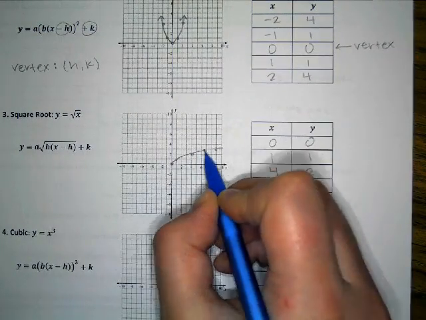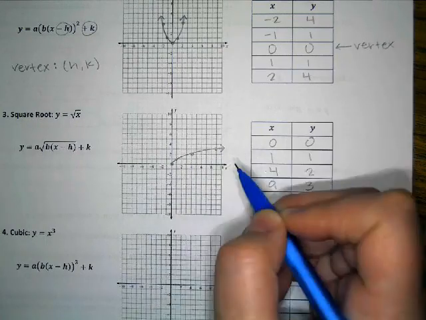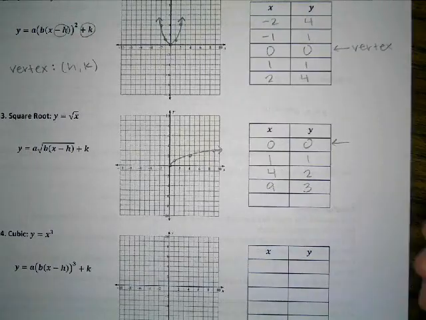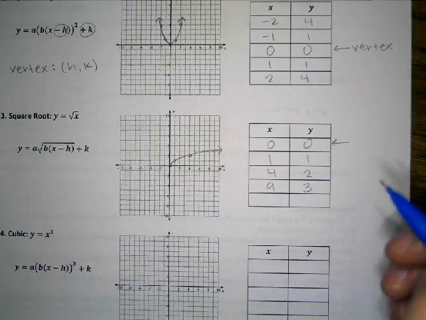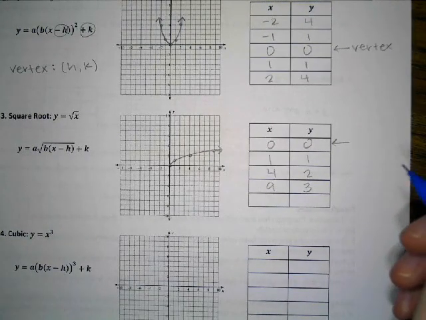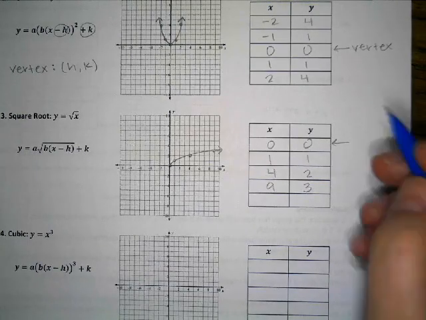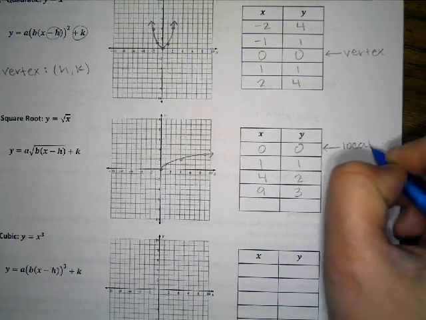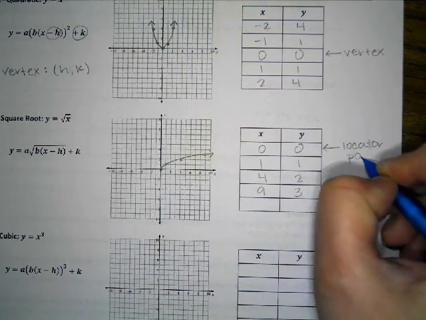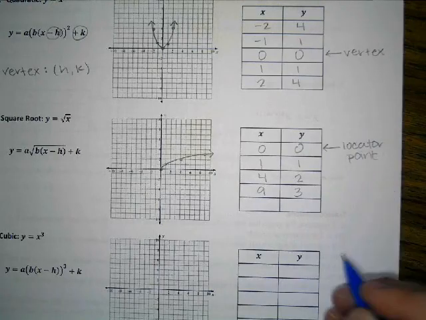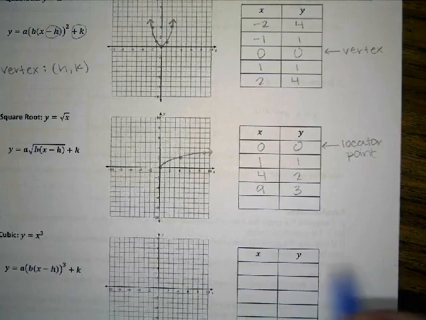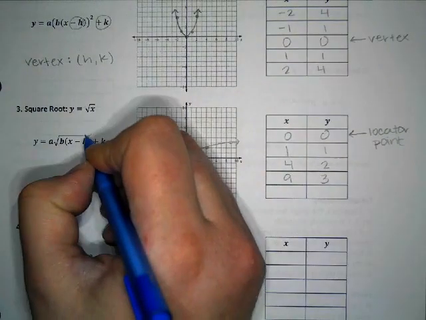So in most graphs, I would find the vertex or the starting point, and then do a couple points to the left, a couple points to the right. The square root graph is an exception to that because it doesn't go to the left. It only goes one direction. So I'm going to call this the locator point. Different math teachers call that different things. I don't know that there's an official name for it, but I call it the locator point. And again, you find it the same way. You still use H and K.